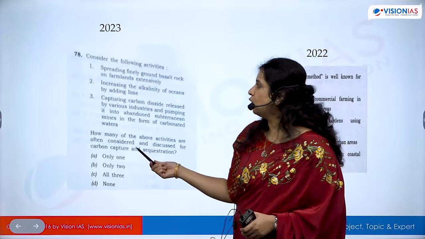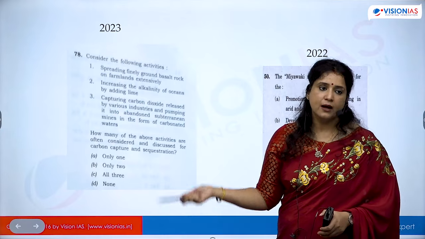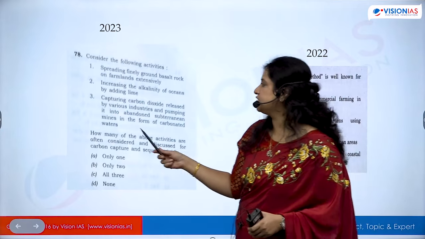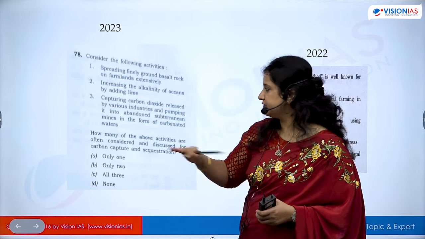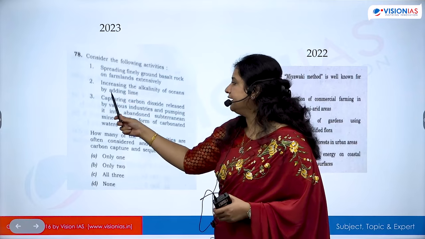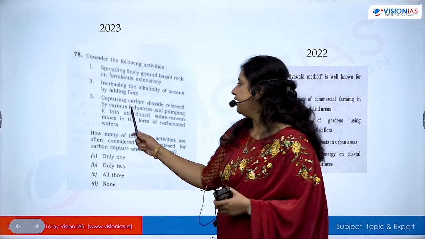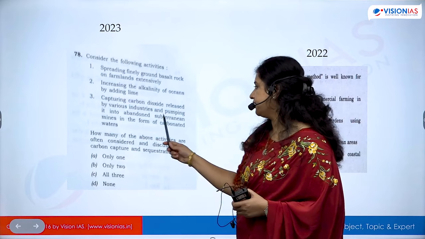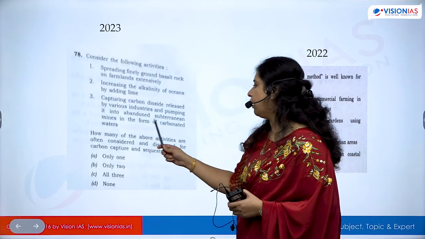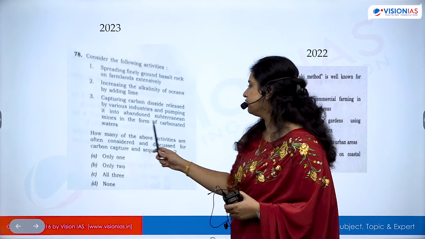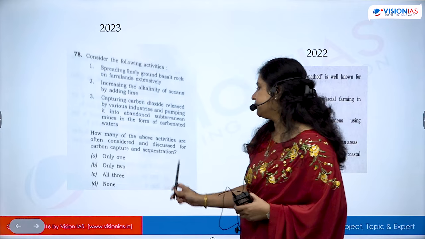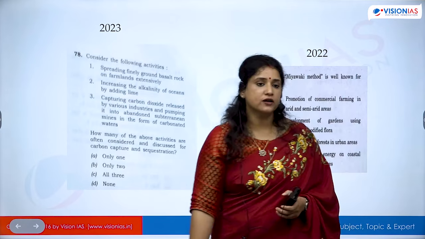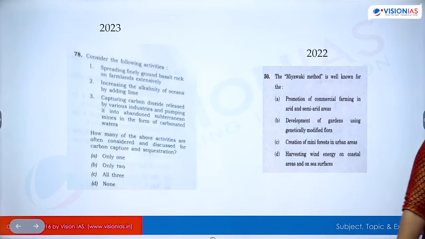Okay, we talked about carbon sequestration, same concept, 2023. Pehle aya ki kahan kahan ho sakta hai, ab question aya: spreading finely ground basalt rock on farmlands extensively, increasing the alkalinity of oceans by adding lime, and capturing carbon dioxide released by various industries and pumping into abandoned subterranean mines in the form of carbonated waters. Which of the following are often considered and discussed as techniques for carbon capture and sequestration? What is the answer?